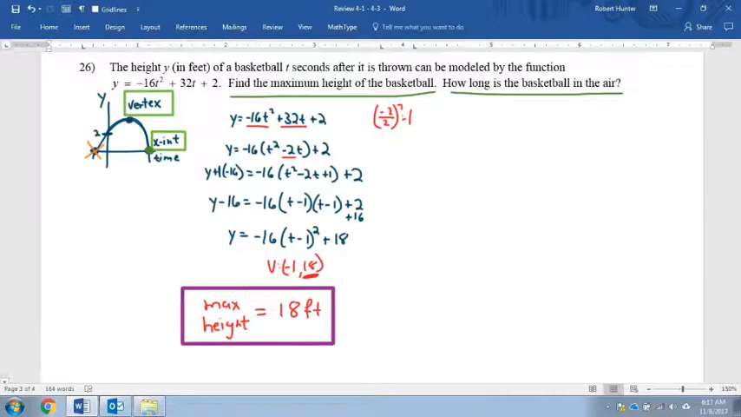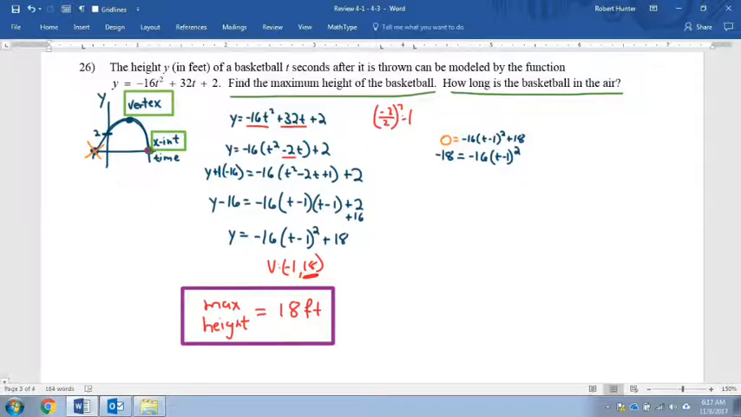How long is the basketball in the air? Well, that's an x-intercept, remember? Whew, my bad. That's an x-intercept, so that's where y is 0. So let's plug 0 in for y. If y is 0, then 0 equals negative 16 times t minus 1 squared, plus 18. Just start solving. If I move the 18 over, it becomes negative 18 equals negative 16 times t minus 1 squared.